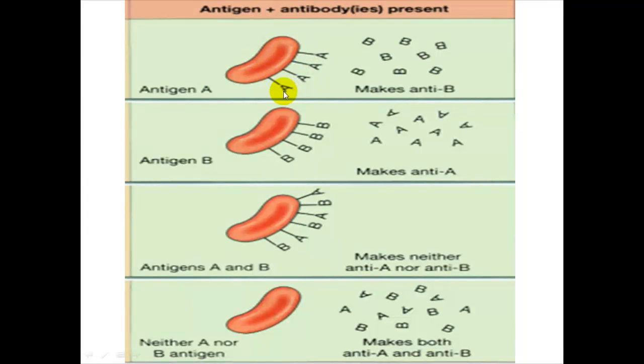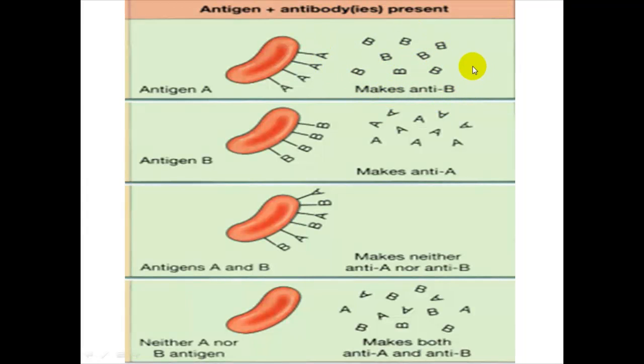Here is a red blood cell having antigen A, the surface protein A. So this individual is considered to have blood group A, because the surface protein of the red blood cells has antigen A. But what does it make for its protection? It makes antibody B. These antibodies are protein molecules that are formed by the liver.